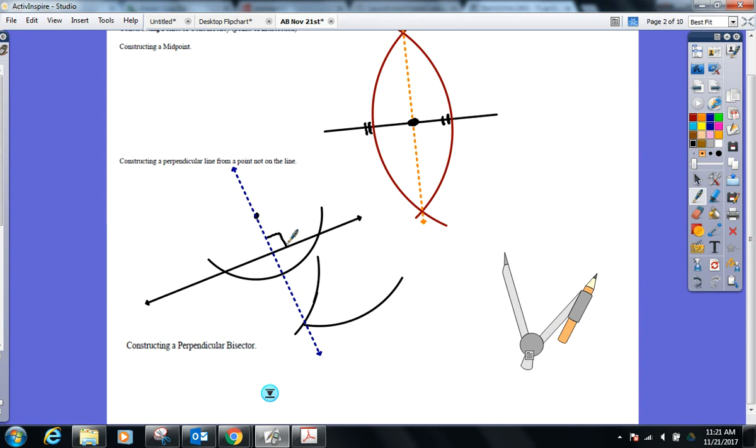Anybody predicting what this construction will help you construct in a triangle? Perpendicular from a point down to the other side. Altitude. Yep, you're looking at an altitude right here.